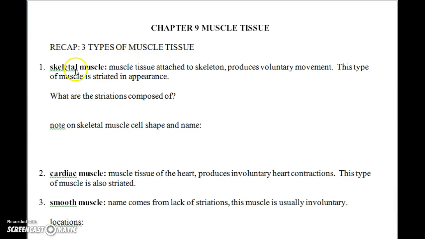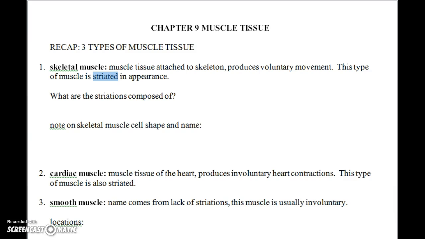So remember, skeletal muscle is usually, not always, attached to the skeleton, so that's where it gets its name. One thing you want to highlight here: skeletal muscle is voluntary. And remember, it's striated also. If you don't remember what striated means, it means striped. The stripes, or striations, come from the microscopic appearance of the muscle fibers.